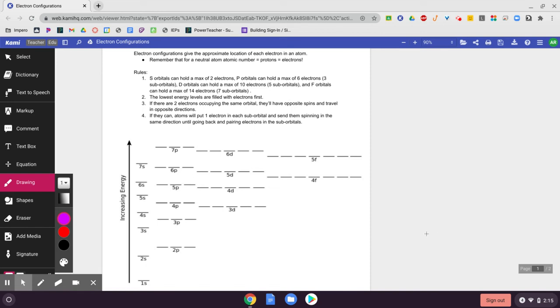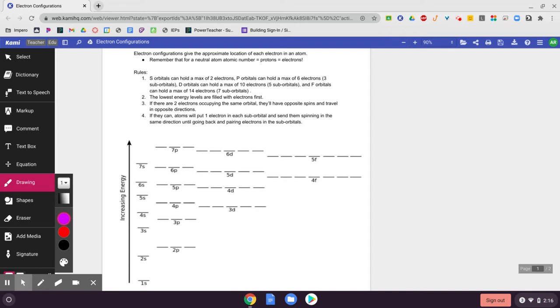Hi guys. Today I want to show you a little bit more about electron configurations. There are a couple of things to remember when we are doing electron configurations. First, these give the approximate location of each electron in an atom. So we don't exactly know with 100% certainty where the electrons are, but we have a really good idea when we write the electron configurations.